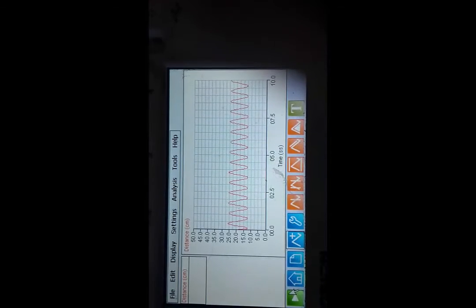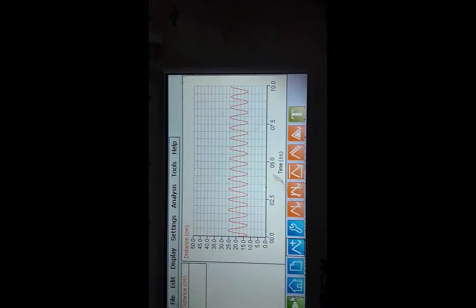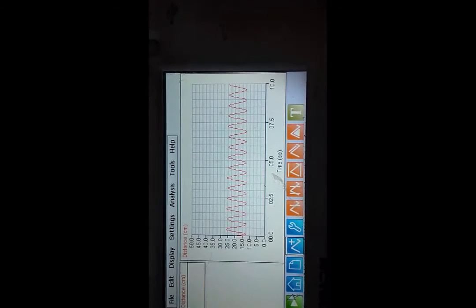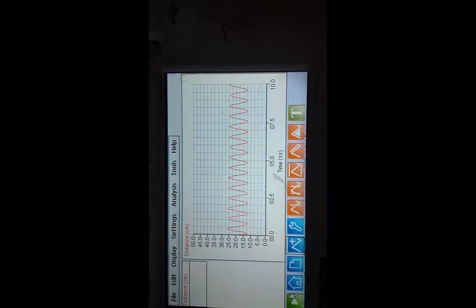Right, so if we have a look at the graph we've drawn there, we can see that those oscillations stay pretty much at a constant amplitude. That's because there's very little damping on the mass as it stands.